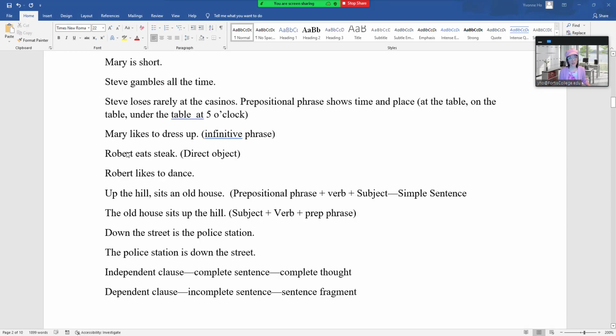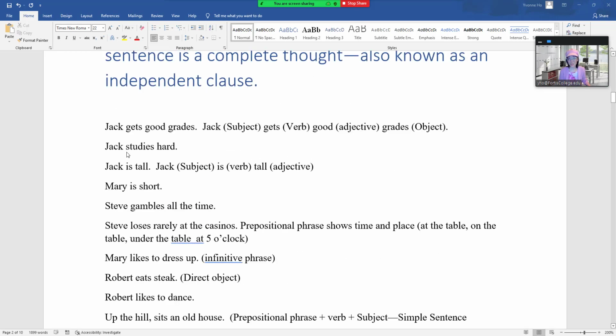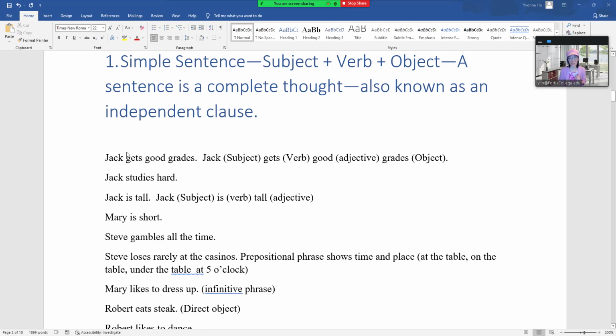So here I just introduced the simplest kind of English sentence, which is the simple sentence, subject, verb, object, which is also known as an independent clause. So let me repeat that. A sentence is a complete thought, also known as an independent clause. That's going to be really important because as I go on with my lecture, I'm going to just say independent clause, and you have to know that when I say independent clause, I mean subject, verb, object. In other words, a simple sentence.